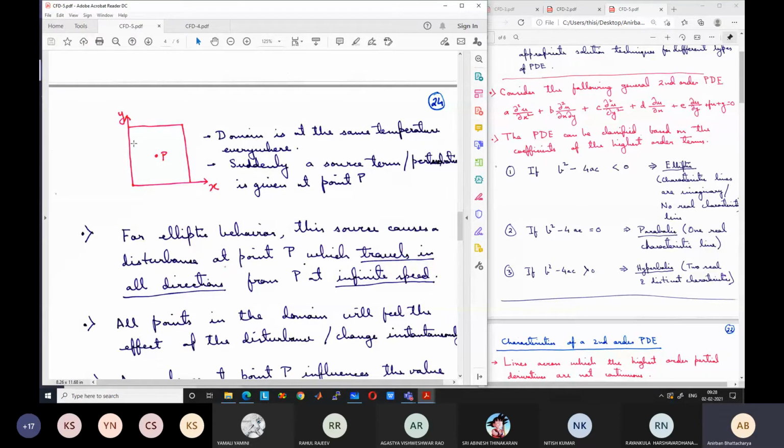So let us consider one case similar to this, where the domain is initially at constant temperature everywhere. Say the entire domain is maintained at 100 degrees centigrade. Because it is a steady state problem, what is the boundary temperature in that case? What is the temperature at all boundaries? Answers?